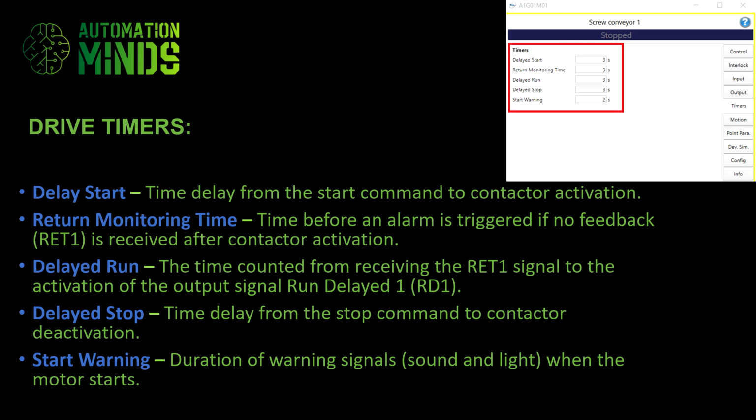Delayed stop. When all conditions for stopping the drive are met and a stop command is issued, this timer defines the time after which the drive will stop. Start warning determines the duration of warning signals, audible and visual, when the drive is started manually, e.g., in manual mode. It is important to note that the delayed timers only work in automatic mode.